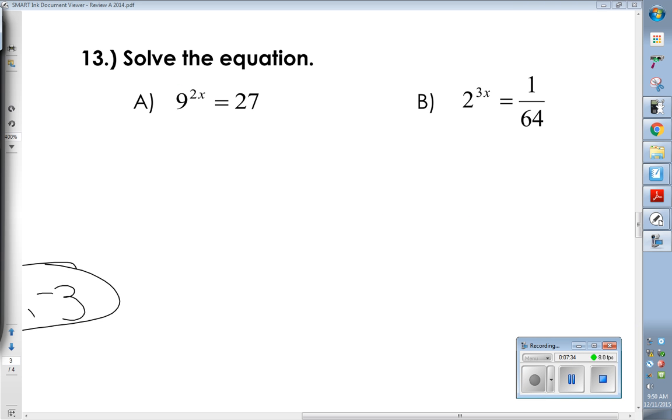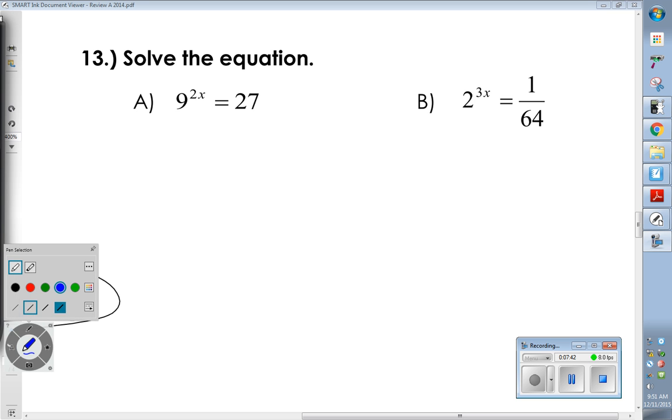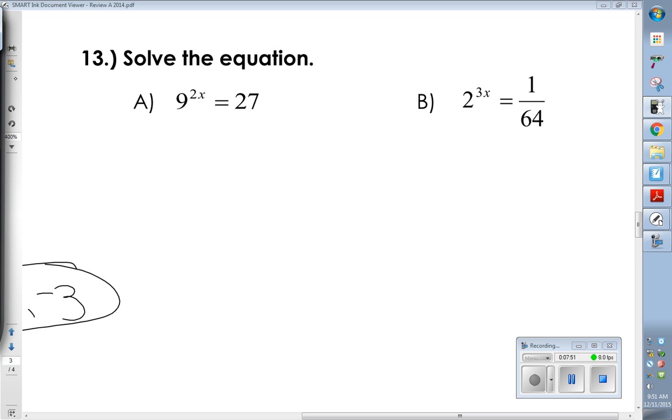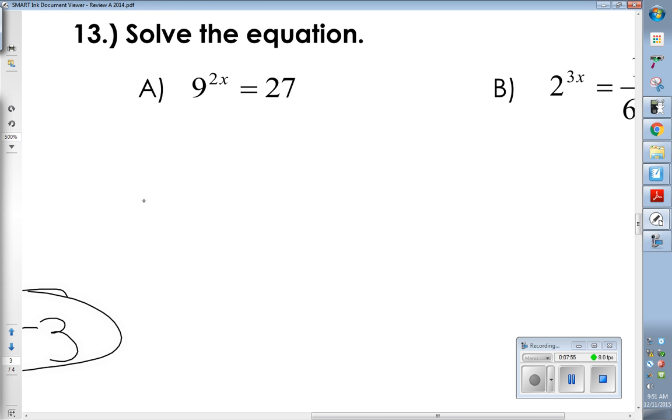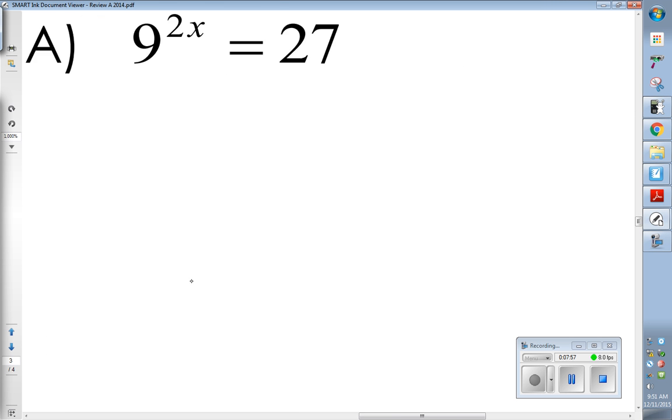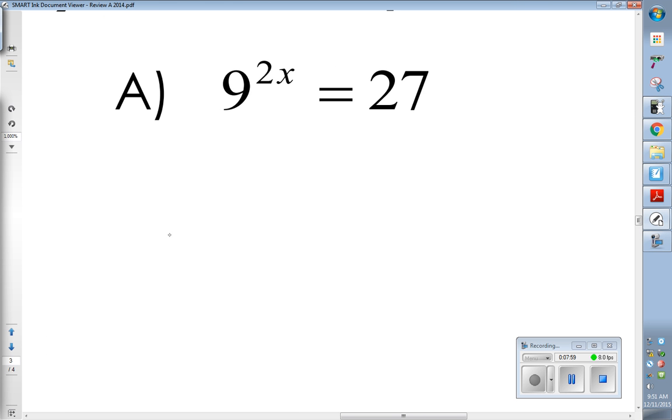Solve the equation on number 13. We started doing this problem already on Wednesday, so you've already done this one this week. You've forgotten? Okay, 9 to the 2x equals 27. Thoughts on what I can do here to solve this problem? You could throw logs if you really wanted to, because 2x is in the exponent, but that makes it kind of hard.